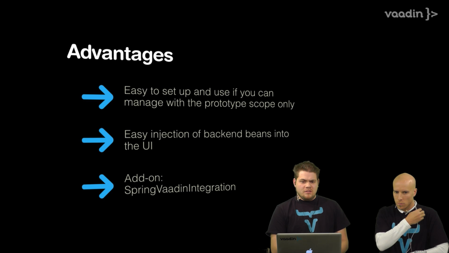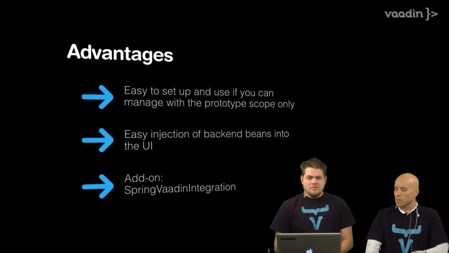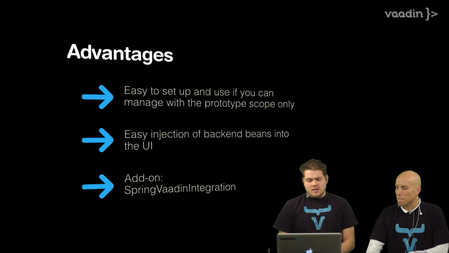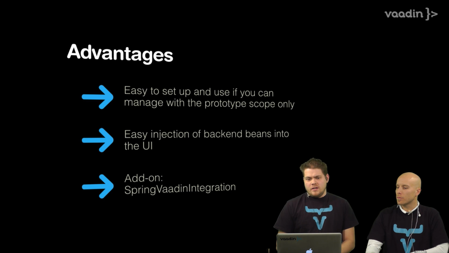All you basically need to do is override a few things in the Vaadin application servlet and make sure that your UI is detected by Spring, and then you can just go. It's also pretty easy to inject backend beans into the UI with this approach. And if you're looking for integrations in the Vaadin directory, the Spring Vaadin integration add-on follows this approach pretty much.